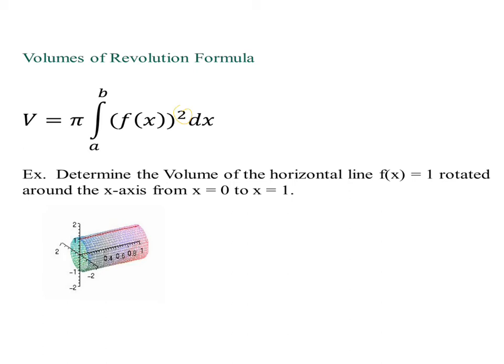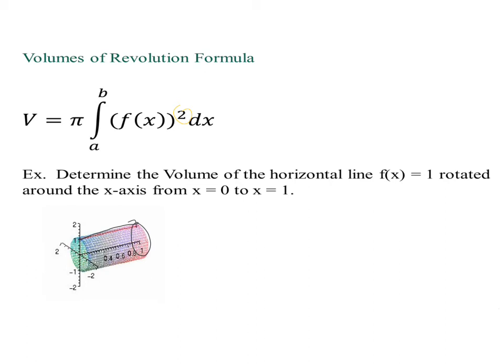So for this next example, you can see it's a cylinder. We can take this cylinder, which is basically just a straight line. We're looking at y equals 1, which would give us that straight line. And we're going to spin that around the x-axis. So that straight line is going to turn into a cylinder.